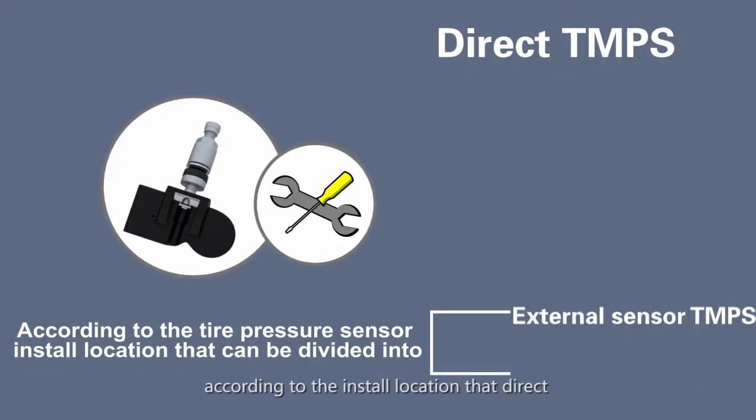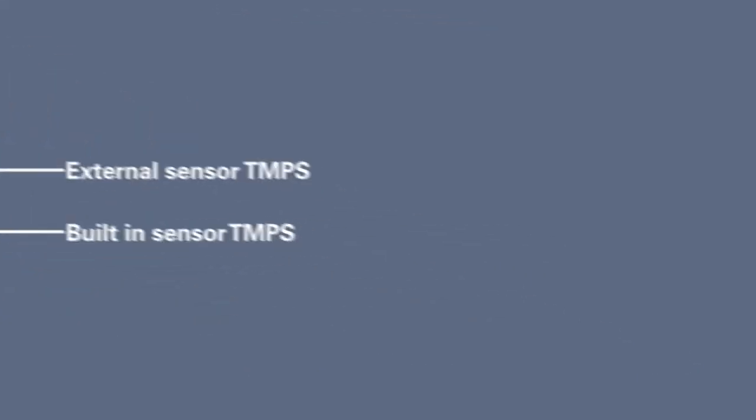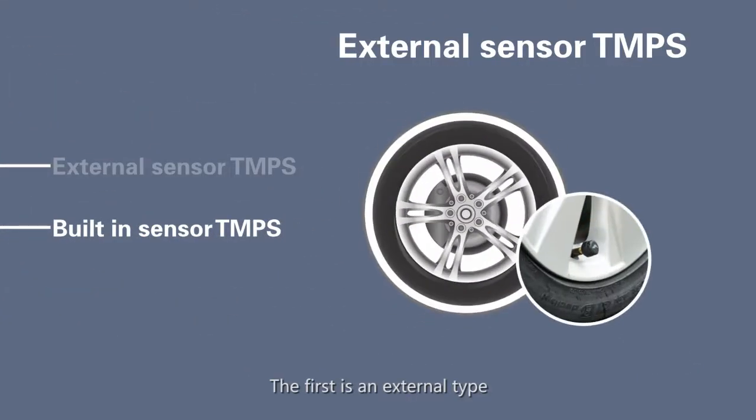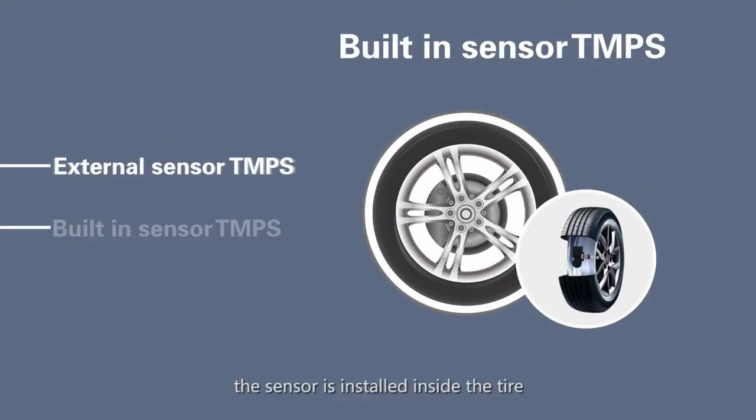According to the install location, direct TPMS can be of 2 types. The first is an external type, which installs a sensor at the valve. The second one is built in, where the sensor is installed inside the tire.